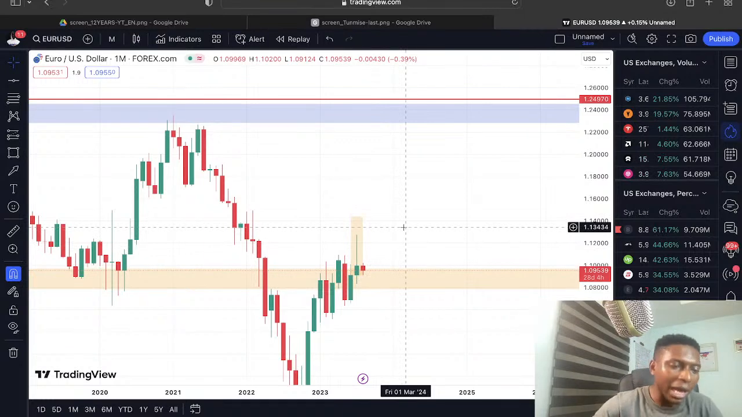This candle in a box, what can we call it? I need somebody to type it in the comment section. What do we call that candle in a box? Let me know in the comment section, guys. I'm waiting for you.